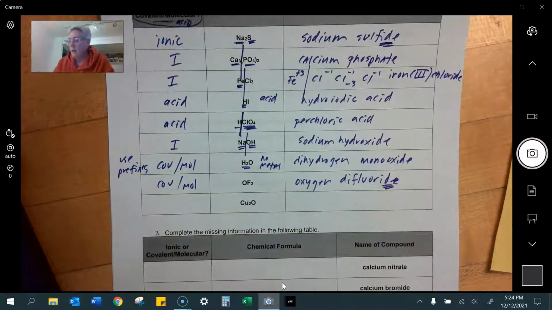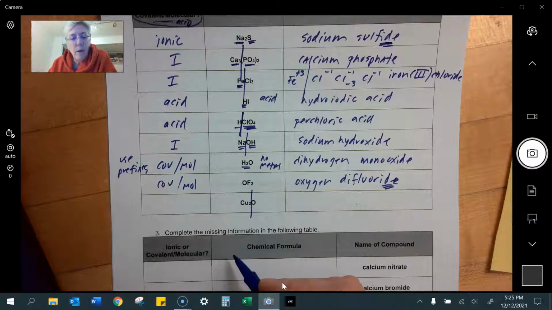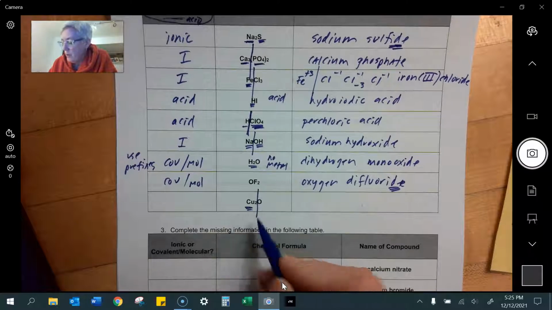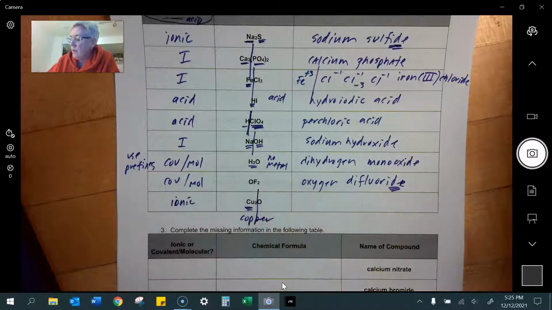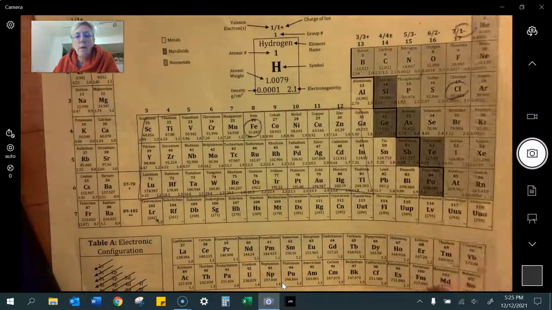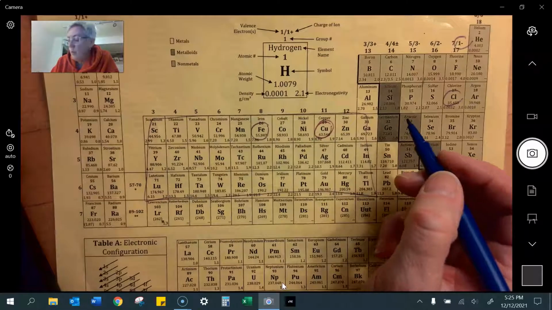All right, Cu2O. Do we have a metal? Yes, we do. Cu is copper. Copper's a metal. That's ionic. All right, let's find copper. It's right there. Oh, look at that. It's a transition metal. So we got to have a Roman numeral in the name.